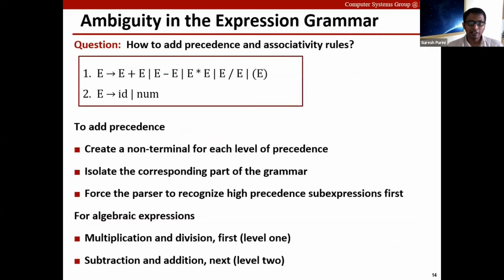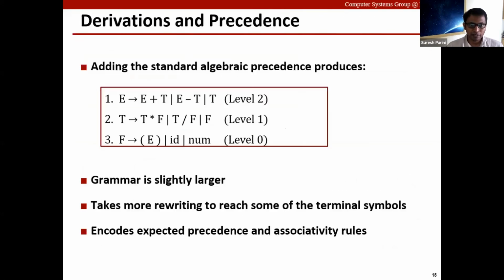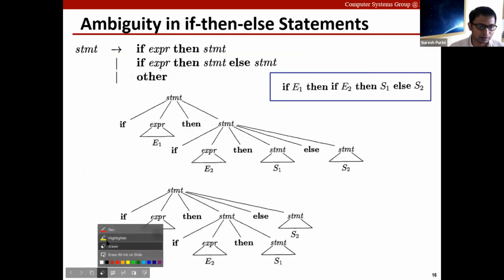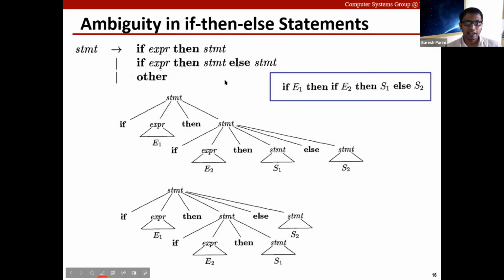So another source of ambiguity, for example, is this. Let's say you have a grammar such as this. A statement is if expression then statement, or if expression then statement else statement. So these are the two substitution rules.